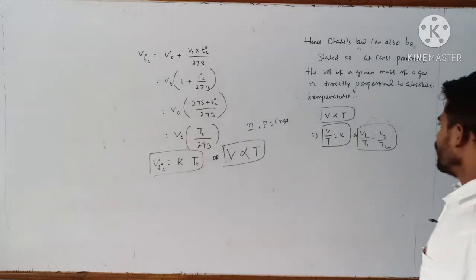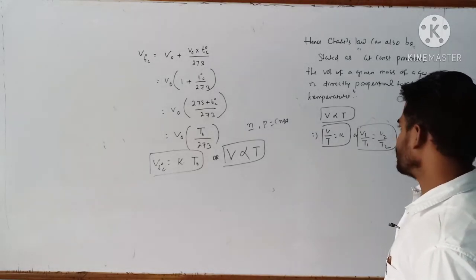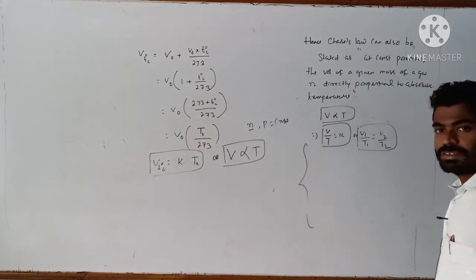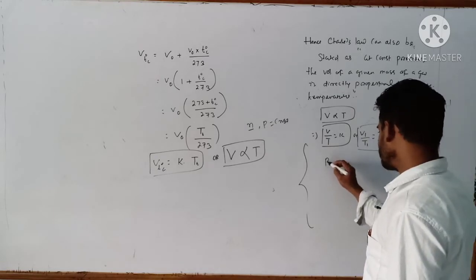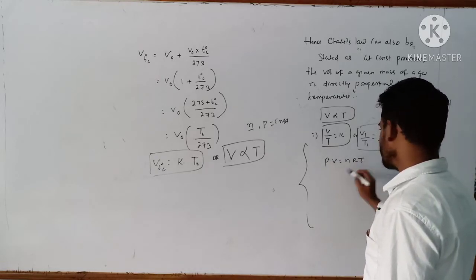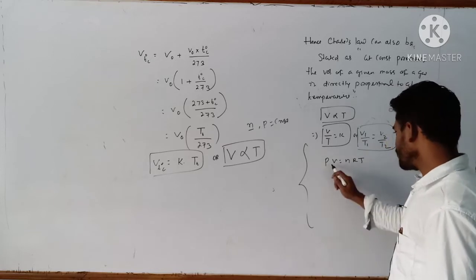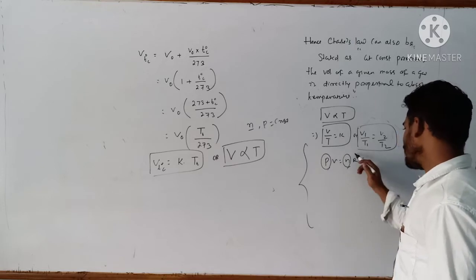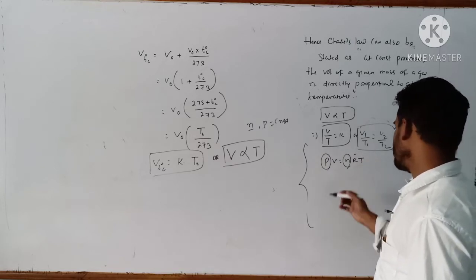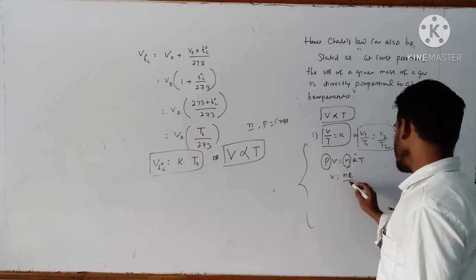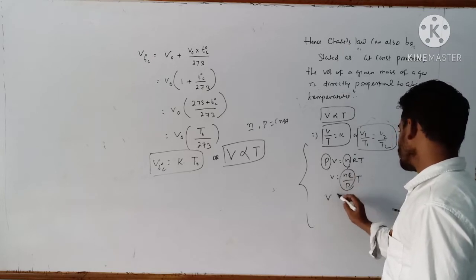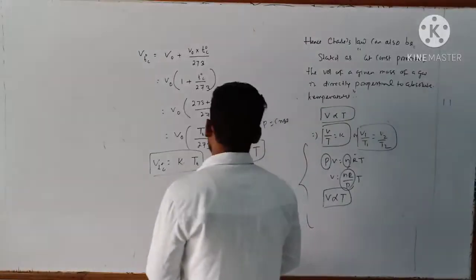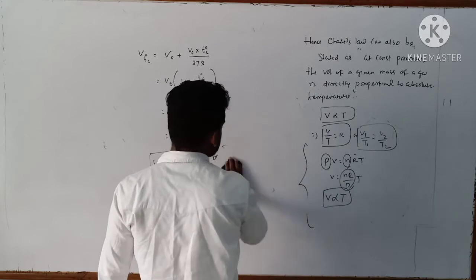Next we will proceed to its graphical representation. Otherwise you can think of it like this: from the ideal gas equation, PV is equal to nRT, very simple. You are keeping the pressure constant and n constant, so R is also constant. You can tell me V becomes nR by P into T, so this factor is a constant, so V is directly proportional to T.